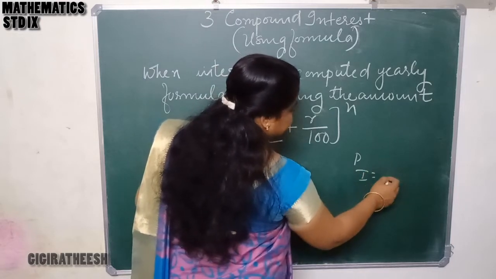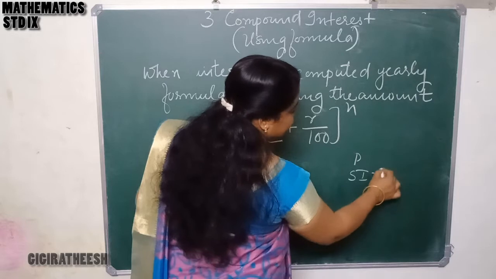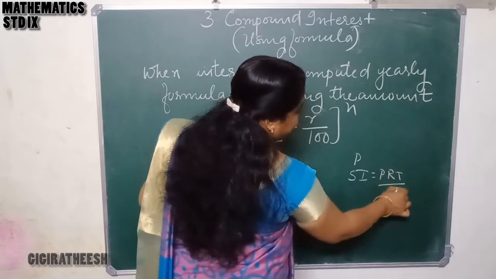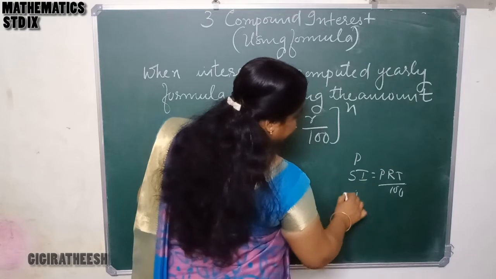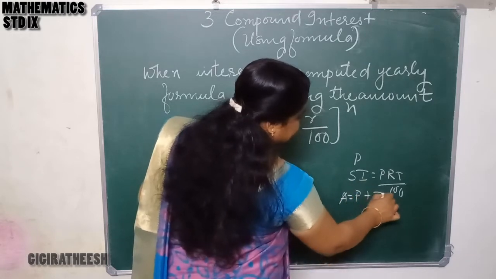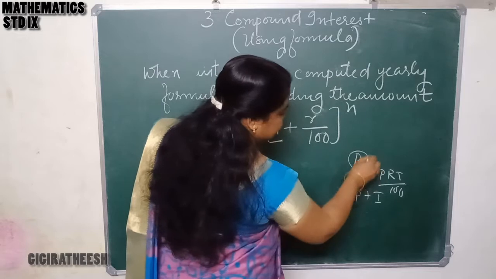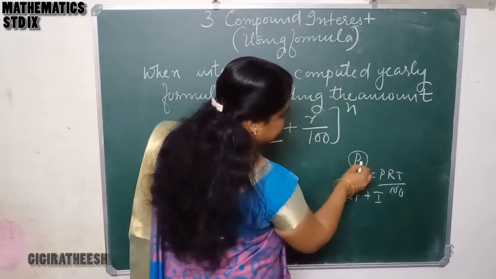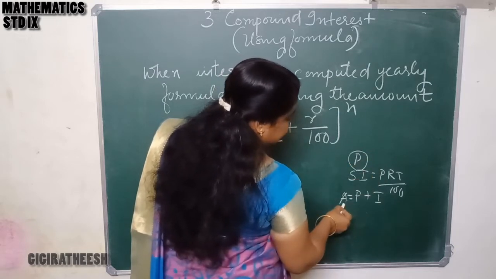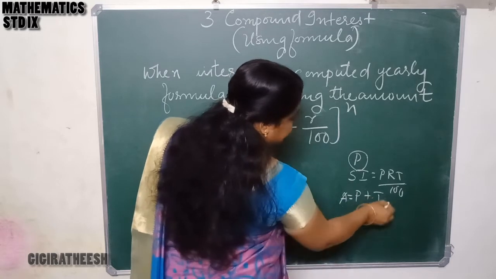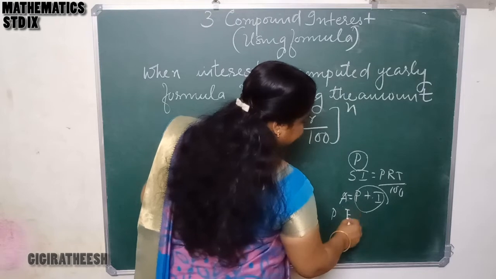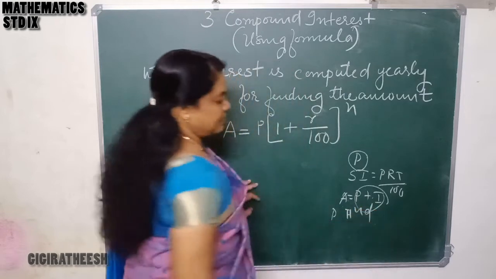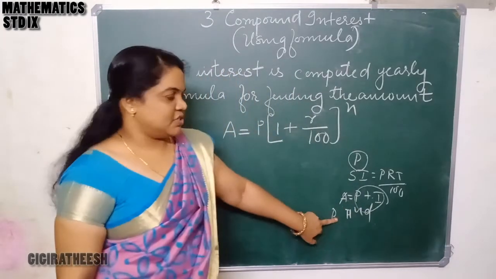I is equal to PRT by 100, using the simple interest method. After finding I, the amount at the end of the first year is A equal to P plus I. For the first year the principal is P. This P plus I is the P for the second year. This is the simple interest computation method.